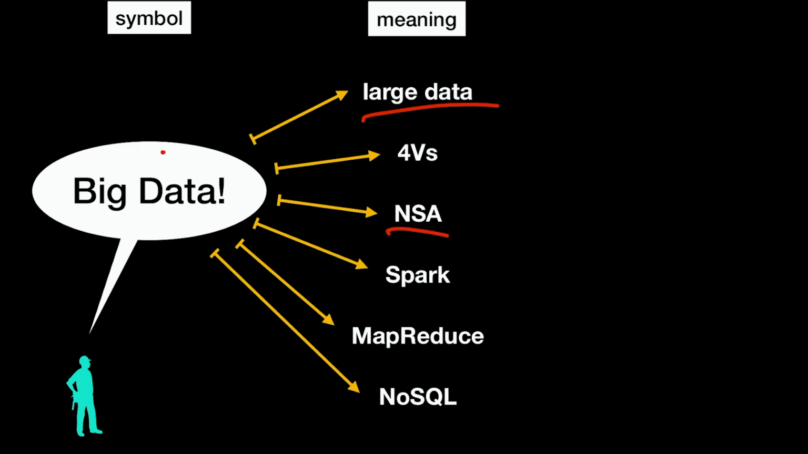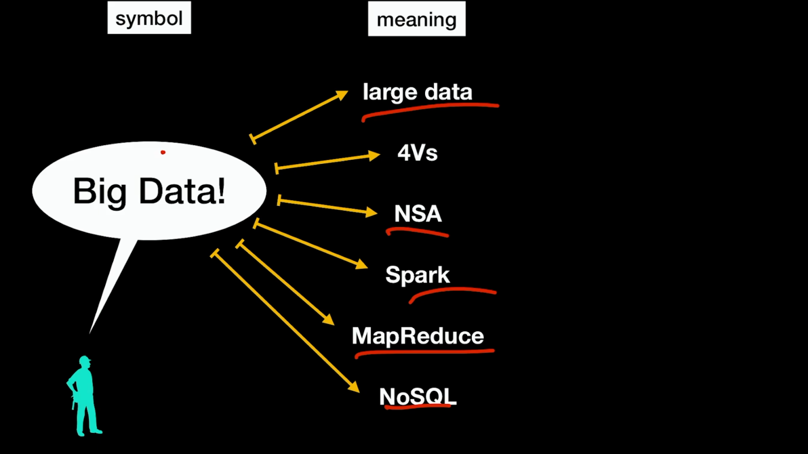Maybe it could mean NSA for you, in particular for laymen, when Snowden came up in 2013, there was an equation: big data, that's NSA and mass surveillance. I don't know, that's one interpretation. Or it may mean Spark or MapReduce or NoSQL or whatnot. And that's a problem.